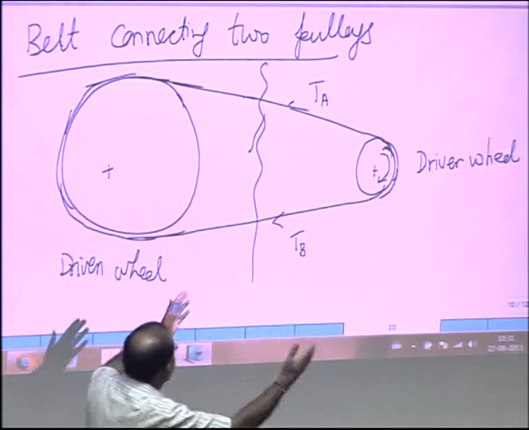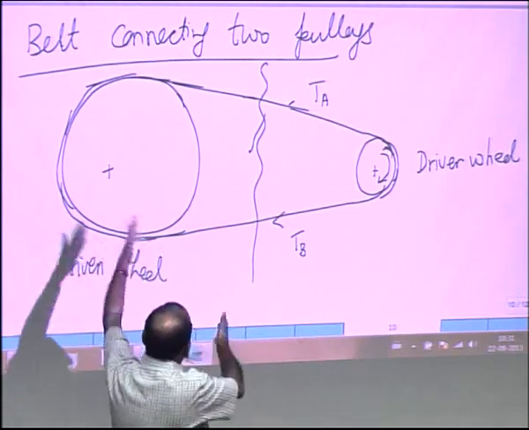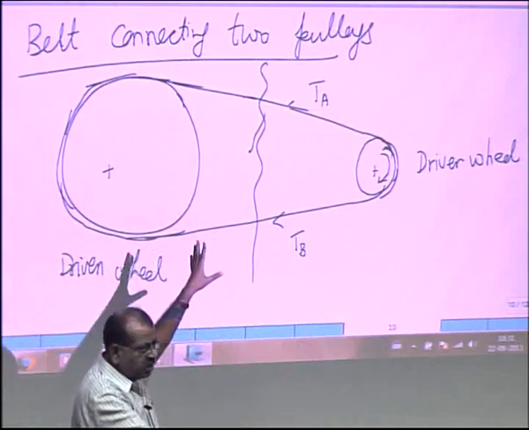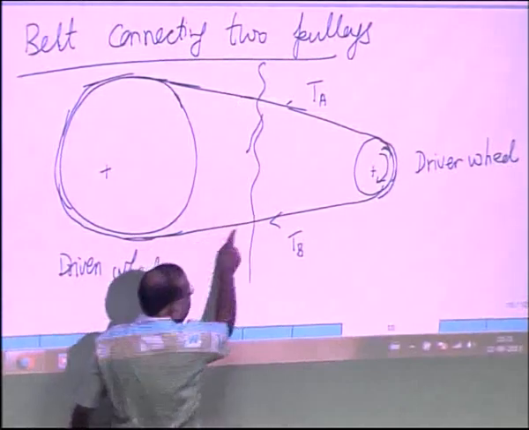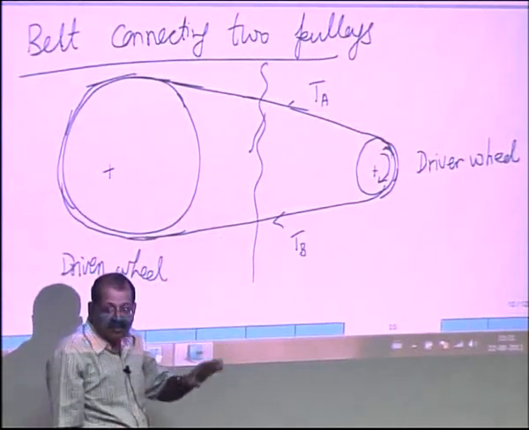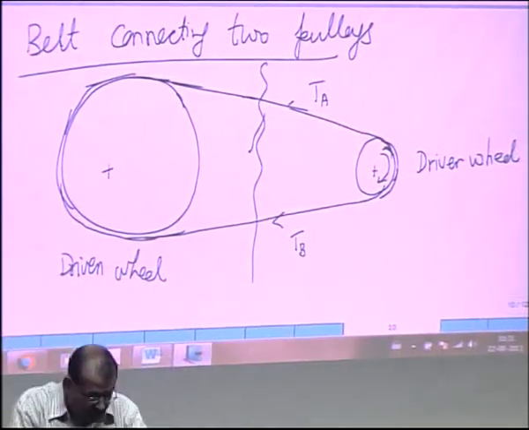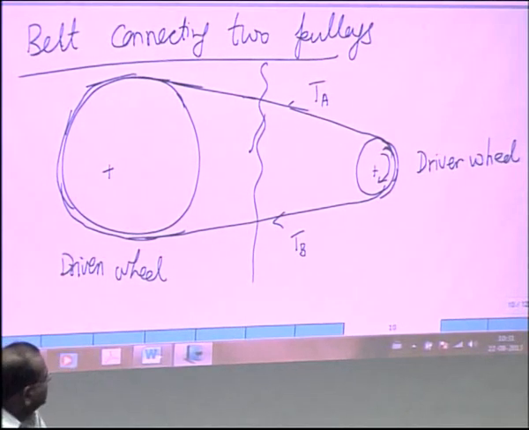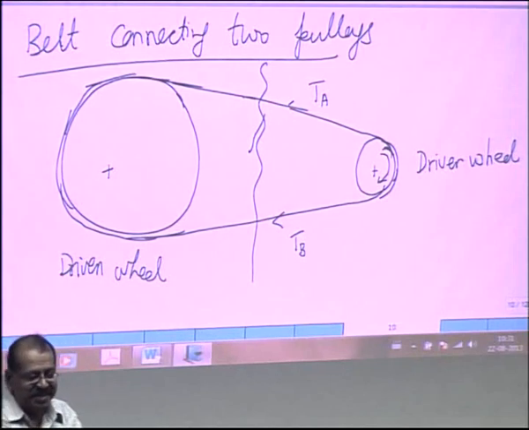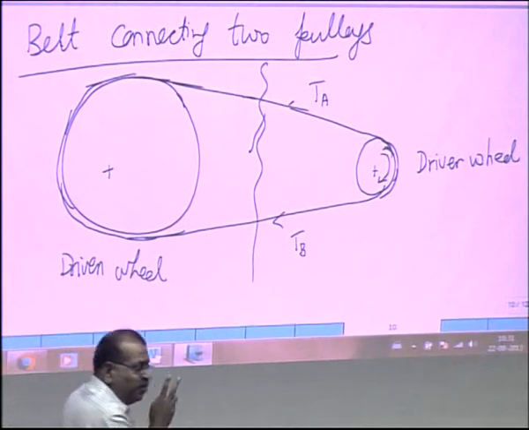So, TA and TB will be the same on both the wheels, on both the belts. If I look at the right side, I will have a TA here and a TB there. Now, how do we figure out which is bigger, TA or TB? How do we get that? We can get this from two facts.